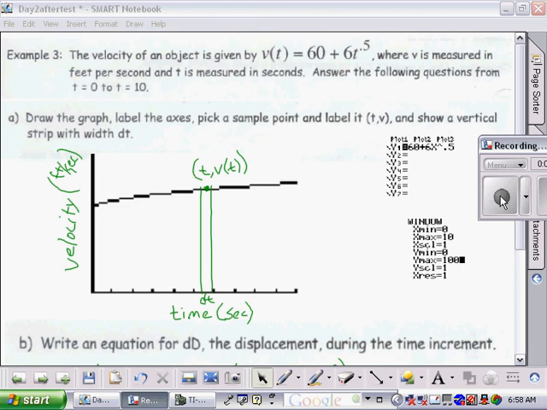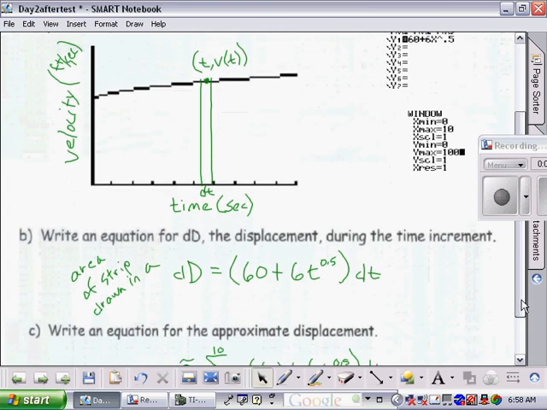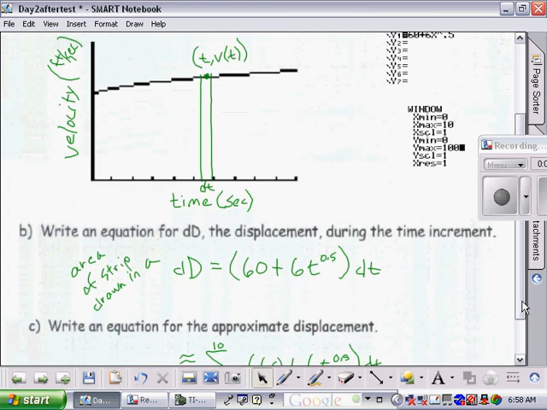You have to sketch. Unfortunately, you can't drag and drop like I do, but draw a graph, make sure you label the axes. It's going to tell you to do that on the quiz. Velocity in feet per second, time in seconds. Draw in a little strip. It'll tell you what to label your sample point and what to label the width of your strip. Now the next question, when it asks you for a little d, big D there, the displacement, it is asking for the area of a single strip. So your height of your strip is the equation, and then the width is that dt.